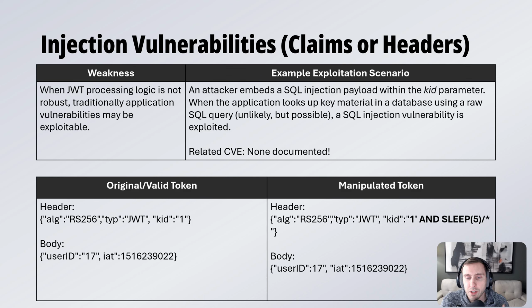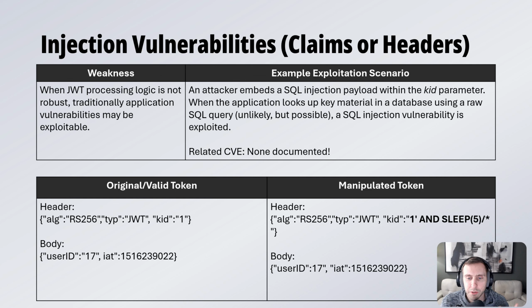vulnerabilities. The one that's commonly referenced in tutorial material is the KID header, where in theory you could have identifiers and key material that are stored in some type of database, like a SQL database. So in theory, you could have SQL injection through it. Again, lots of write-ups. There are even labs for this. I couldn't find specific bug bounties or CVEs. I'm sure there's some that exist, and so if anyone can find any, please send them my way. I would love to see them.